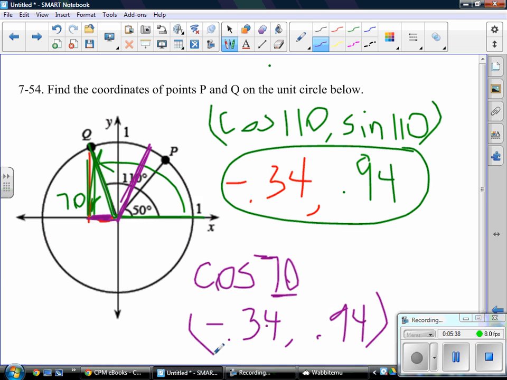Okay, so to find the coordinates of a point, I'm going to take cosine of the angle and then sine of the angle.